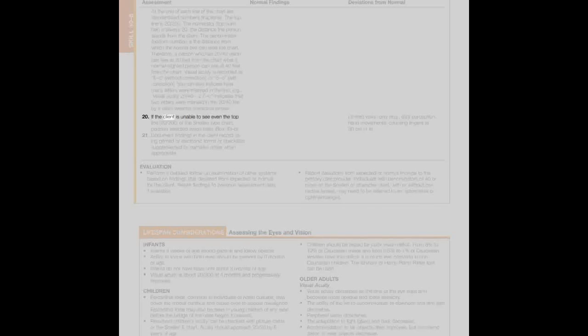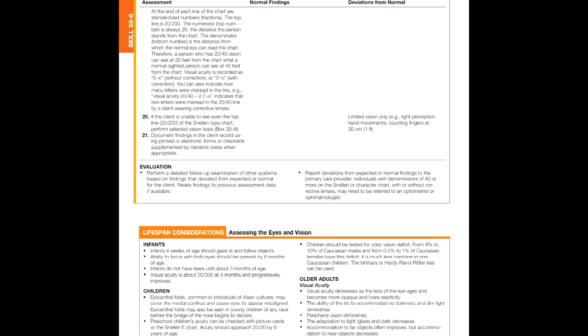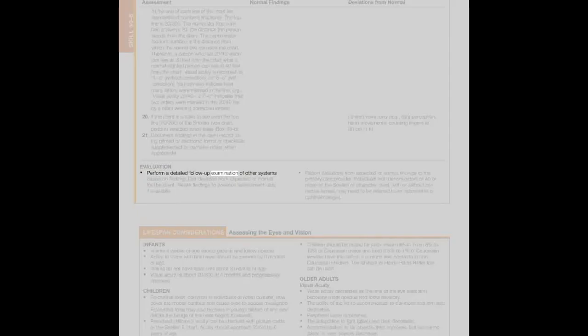If the client is unable to see even the top line, 20/200, of the Snellen type chart, perform selected vision tests, box 30-6. Perform a detailed follow-up examination of other systems, based on findings that deviated from expected or normal for the client. Relate findings to previous assessment data if available.